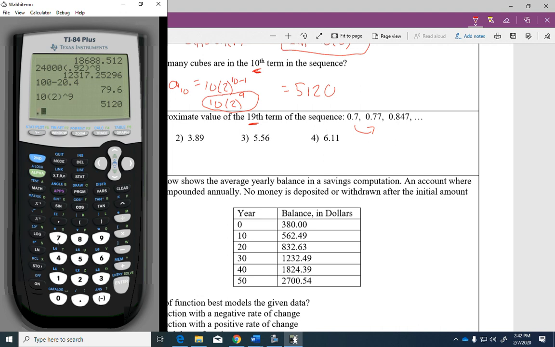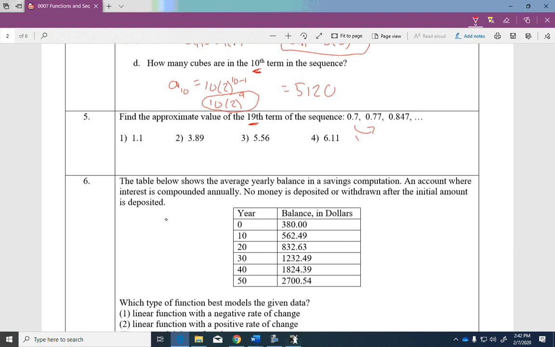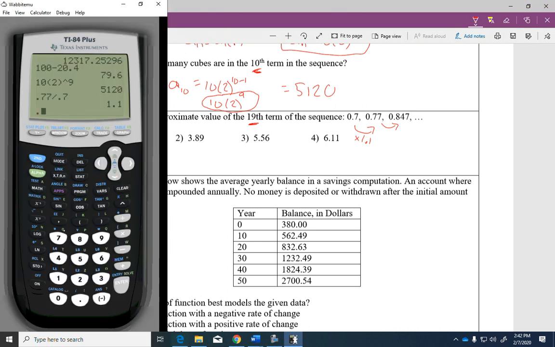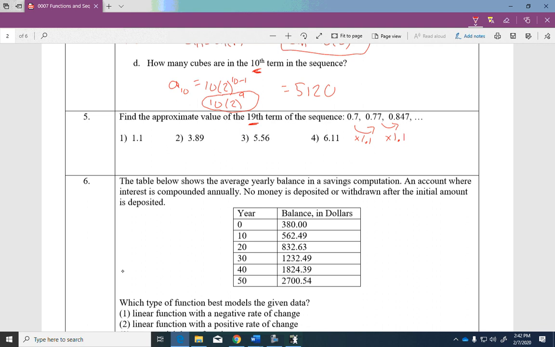You could do the second term divided by the first term. And it says 1.1. So if this is geometric, it means I multiplied by 1.1. If it's geometric, it means this will do the same exact thing. So let's test that. Is 0.77 times 1.1 equal to 0.847? Oh, it is. So it definitely is geometric. I found my common ratio to be 1.1.